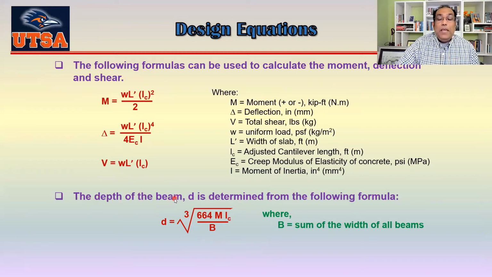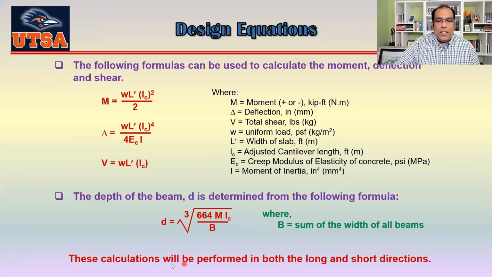So the depth of the beam is determined from the following formula, which is the cube root of 664 times M times LC, where M is the moment, LC is the length of the overhanging part, divided by B. B is the sum of widths of all beams in any particular direction. Okay, so if you use this equation and find out your depth of the beam, then you will be fine with the deformation automatically. Okay, so you don't have to check that anymore.